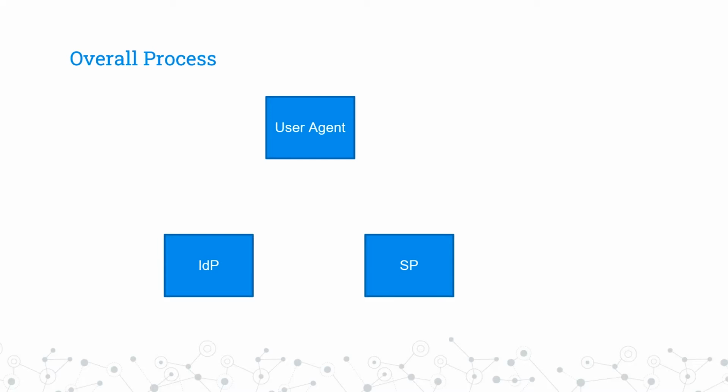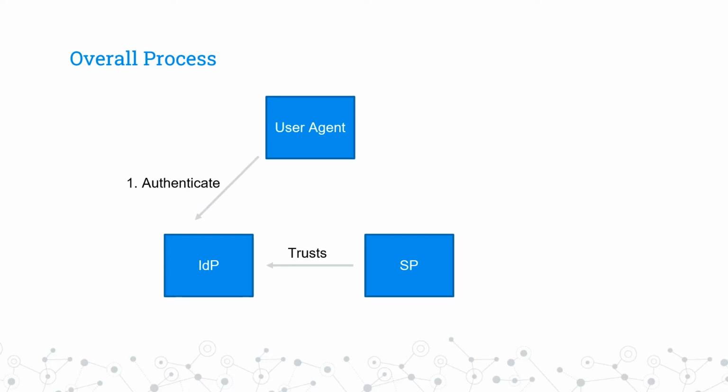Let's briefly look at the overall process of SAML. Before an end user can make use of the SAML protocol, an IT admin must configure SAML federation to establish a trust relationship between SP and IDP. The simplest way to do this is to exchange SAML metadata information between SP and IDP, which I will do in the demo.